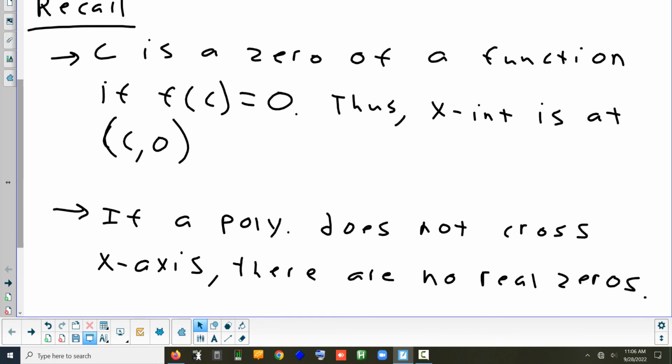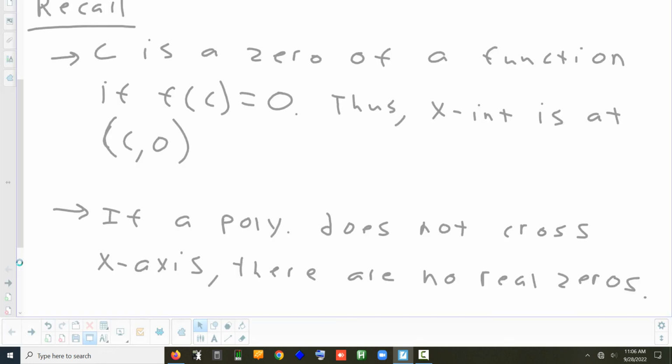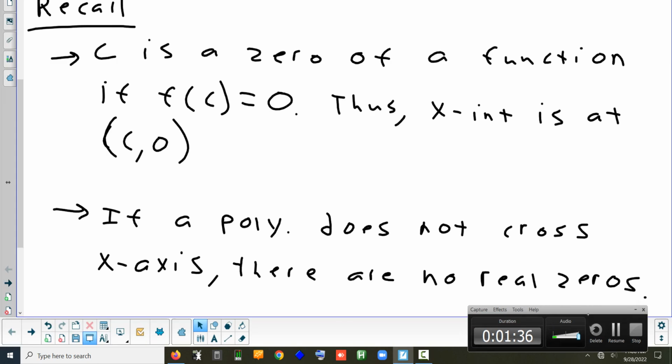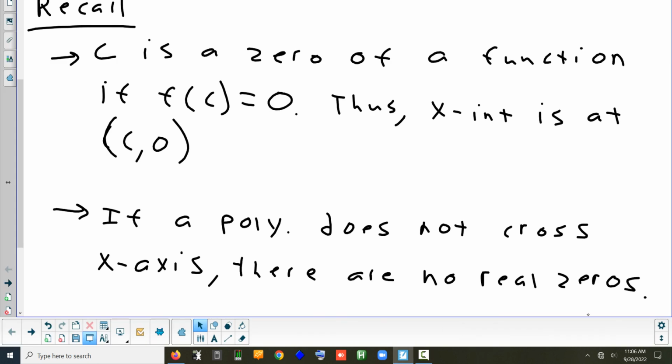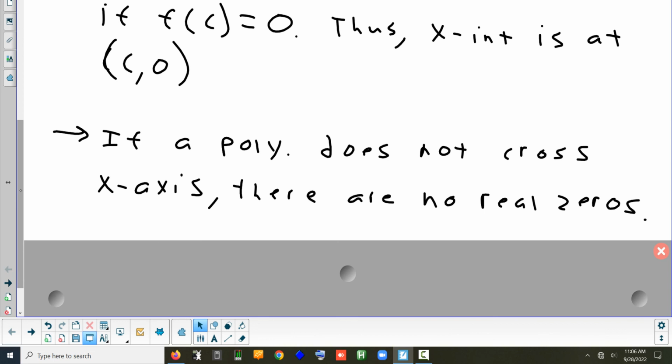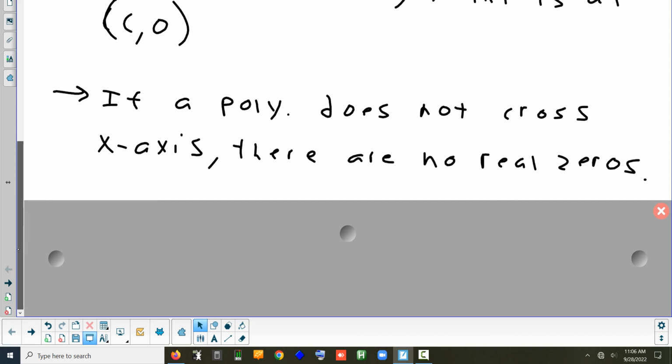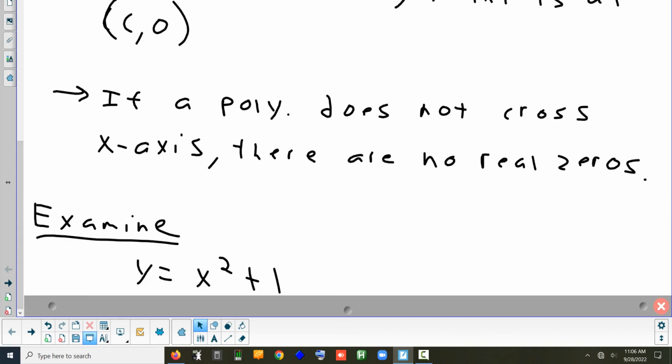So if a polynomial doesn't cross the x-axis at all, then it has no real zeros. It doesn't mean there are no zeros. It just means they're not real. When we solve equations, there are always as many answers as the highest exponent. Always. Sometimes those answers are real, sometimes they're complex, sometimes it's a mixture of the two.